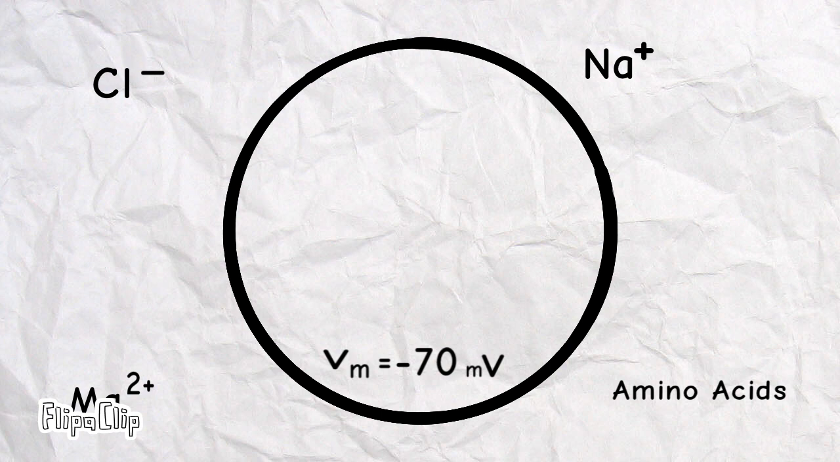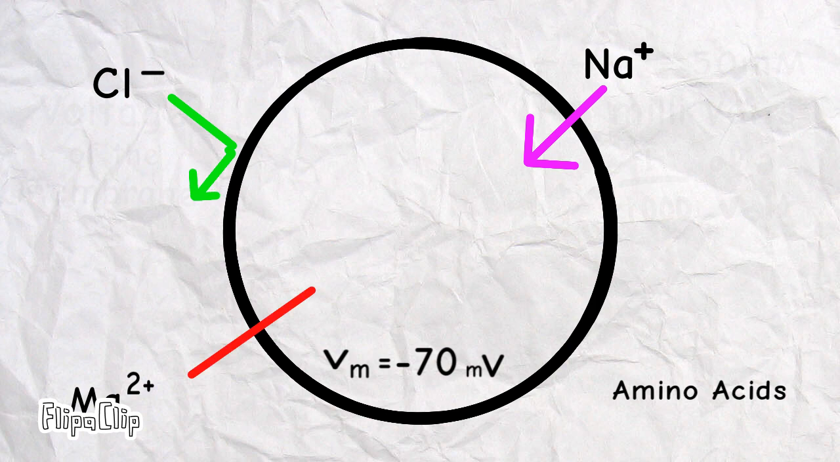Since sodium is positive, it will have an inward electrical driving force. As for chlorine, chlorine is negative, so it will be repelled and have an outward electrical driving force. Similarly to sodium, magnesium will have an inward electrical driving force. But since it is more positively charged, it will flux much faster than sodium ions.